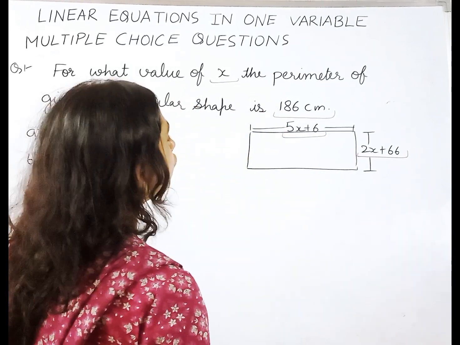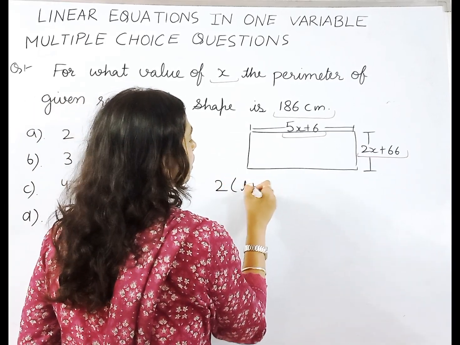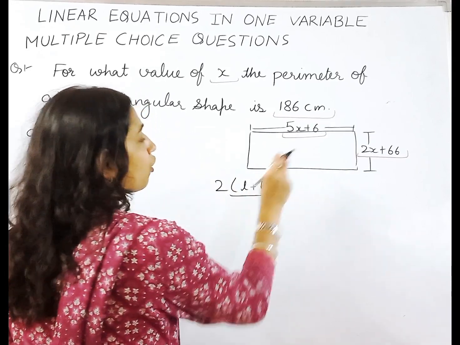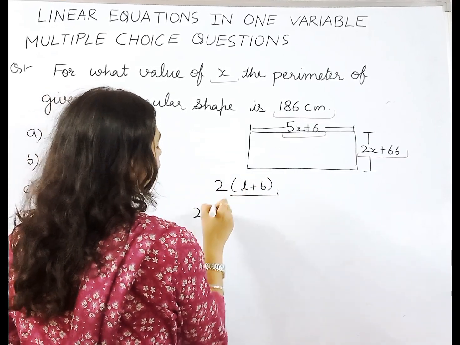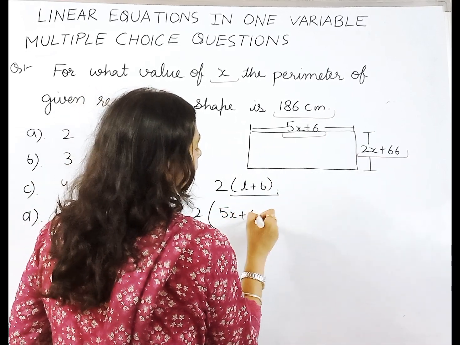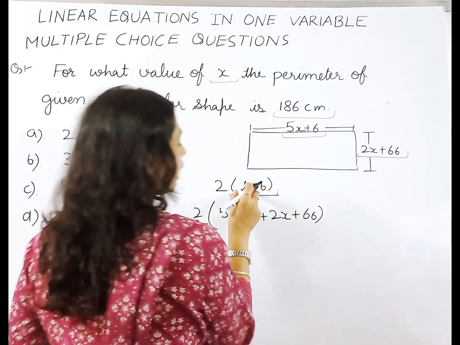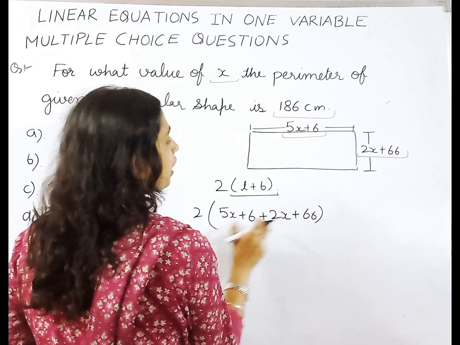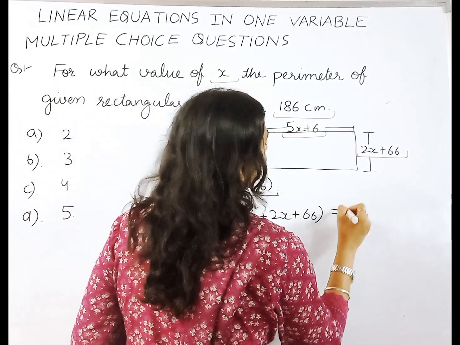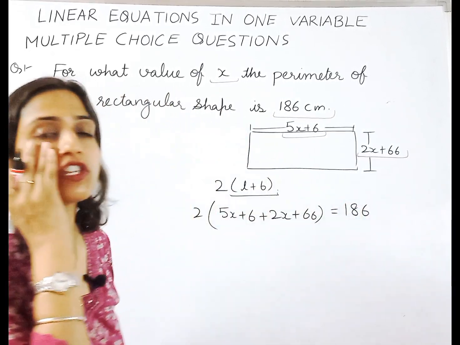So now we know that the perimeter of a rectangle is equal to 2 times the length plus breadth of the rectangle. So we will put the values of length and breadth over here. So twice of the length of this figure is 5x plus 6 and the breadth is 2x plus 66. So length and breadth are in terms of algebraic expressions. We are given that the perimeter of the rectangle is equal to 186. So if we solve this equation, we can find out the value of x.